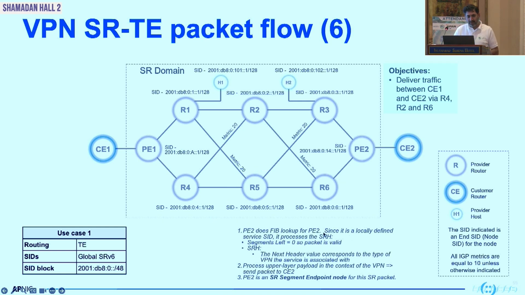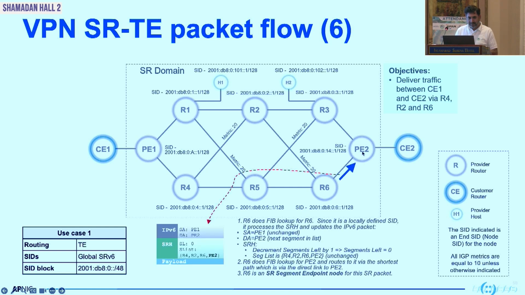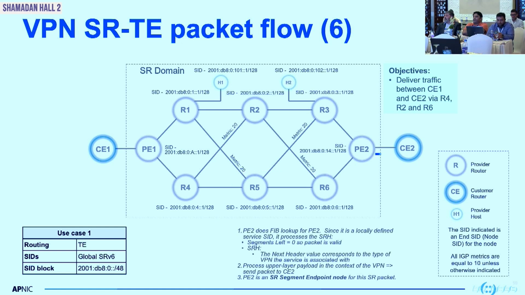Another thing we need to note is that in this case, the next header value corresponds to the type of VPN service. So within the header after the SRH, we have mentioned what our corresponding VPN service is. This will also be identified by PE2, and based on that it will take the appropriate action and send the packet towards CE2.